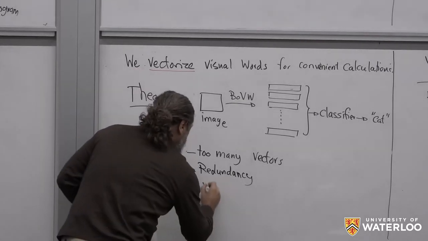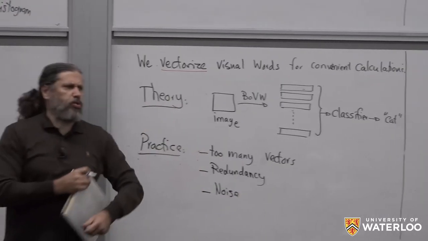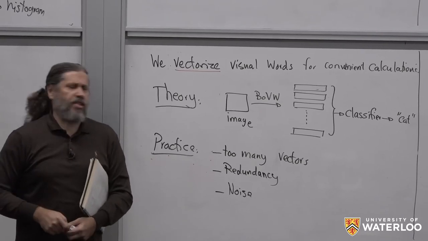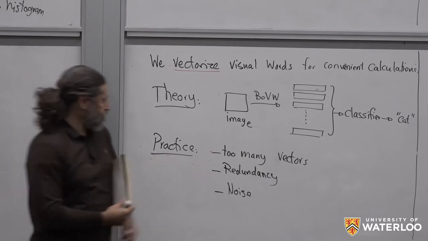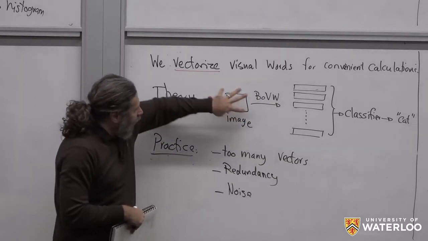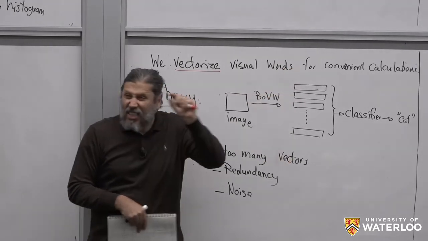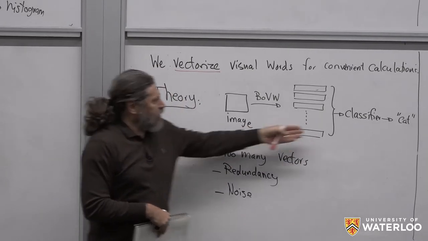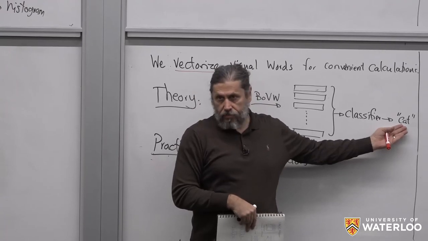You may have noise, so you may have to filter stuff. And in images, we have all types of noise. We have white Gaussian noise, impulsive noise, speckle noise. And the theory says, grab an image, give me a bag of visual words, which are basically tiny parts of the image that are similar, and then give it to a good classifier, and the classifier tells me what it is.